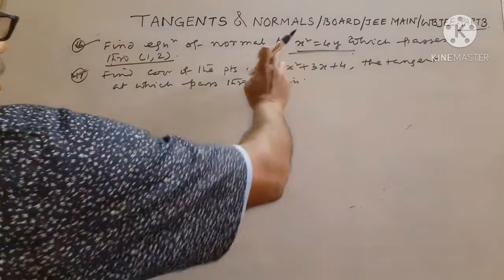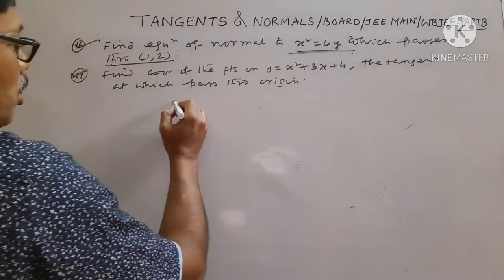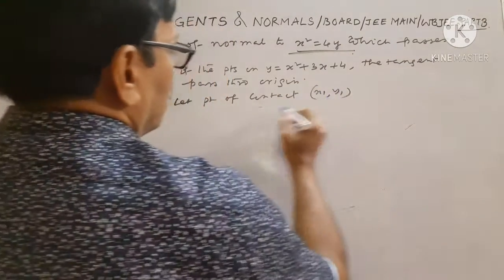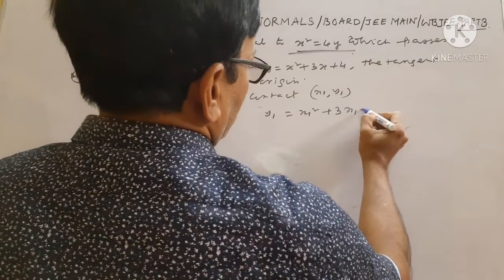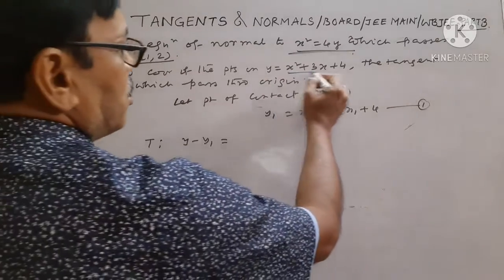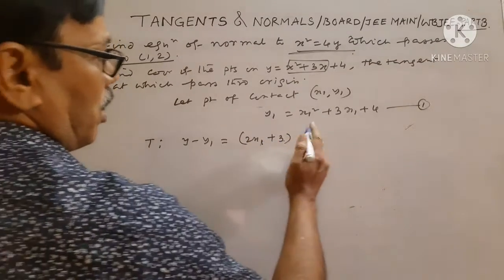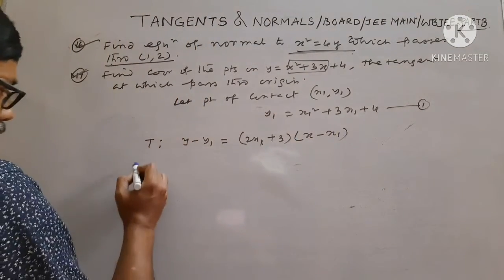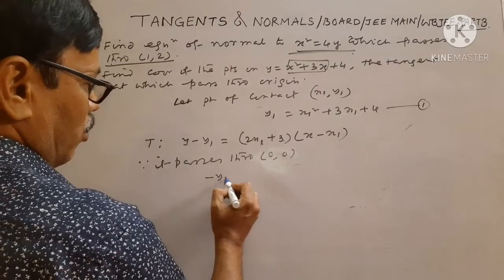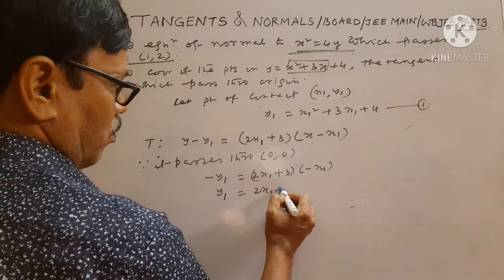Find the equation of the tangent, and it passes through the origin. So let the point of contact be x1, y1. So y1 equals x1 square plus 3x1 plus 4. Call it 1. Now the tangent: y minus y1, what is the derivative? The derivative is 2x plus 3. Now at x1, y1 it is 2x1 plus 3, and this is x minus x1. Since it passes through 0, 0, minus y1 equals 2x1 plus 3 into minus x1. So y1 equals 2x1 plus 3 into x1.